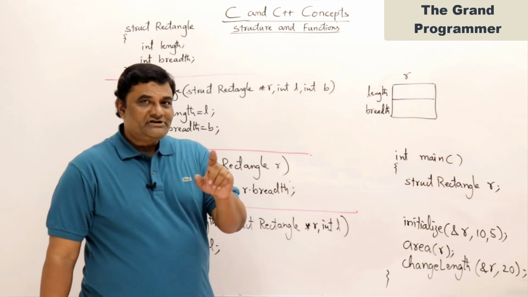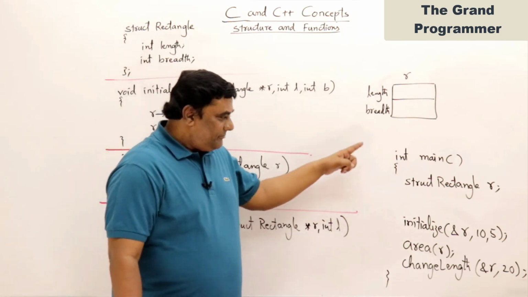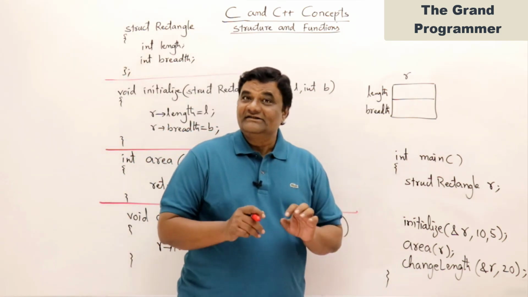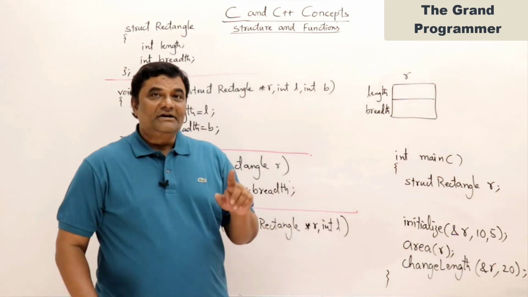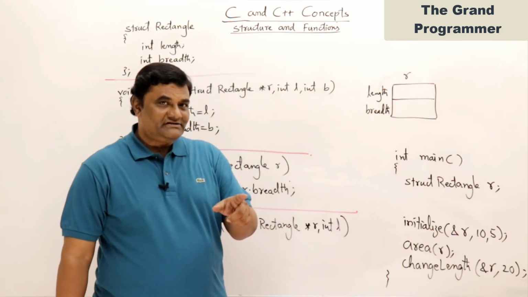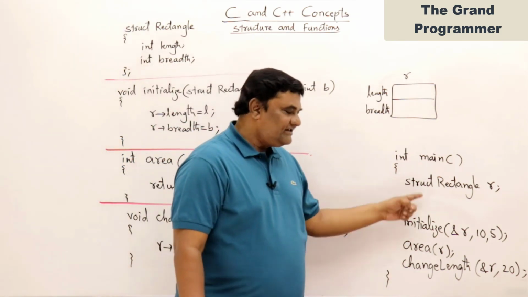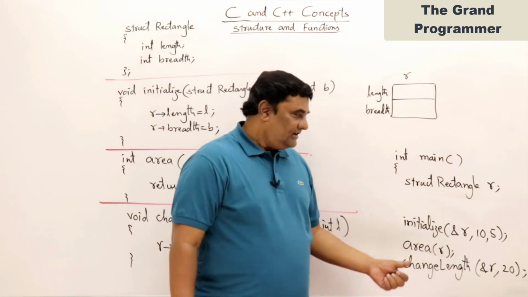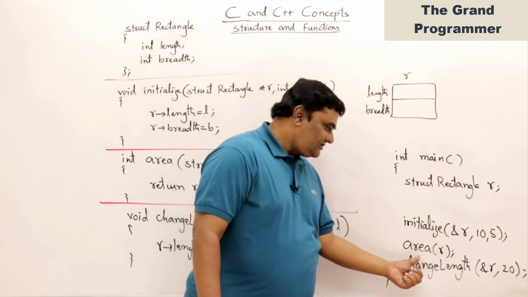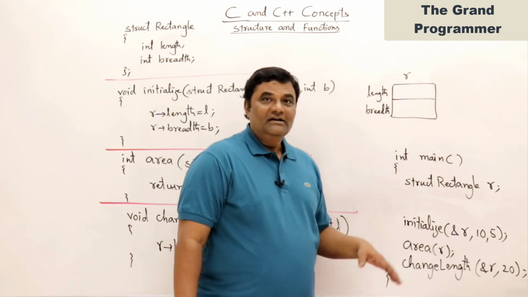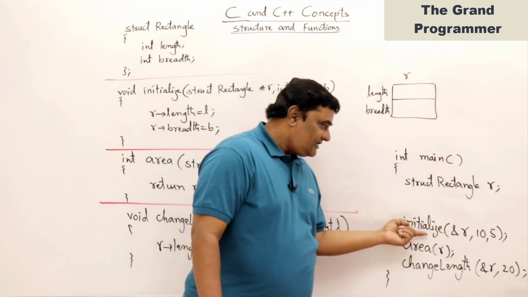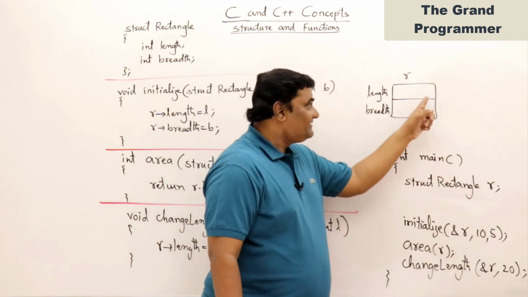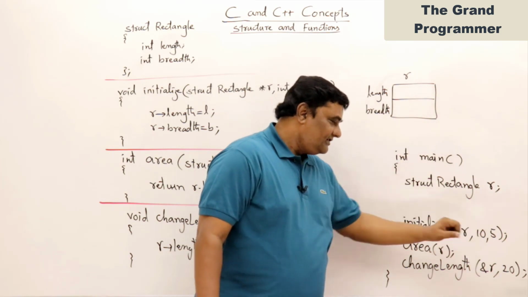Then the most important thing to observe here is that the main function is not having any instructions of its own, but it's only calling functions. Everything is done by calling functions. There is a function for initialize, there is a function for area and change length. Let us see the functions. In the initialize function, we want to initialize this rectangle by filling 10 and 5.